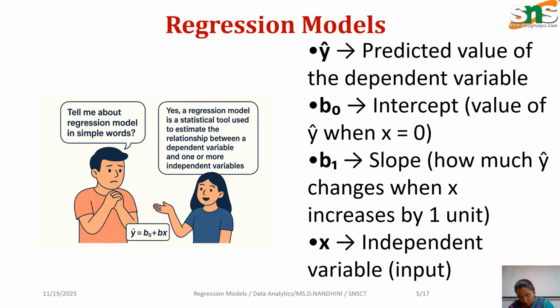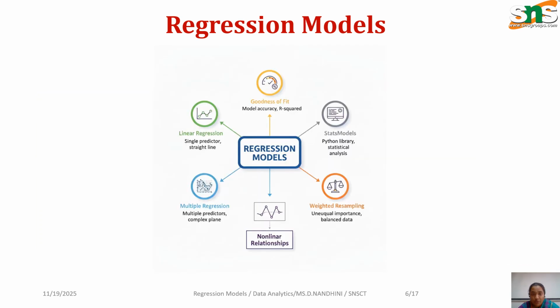In this regression model, in simple words, regression statistics gives a relationship between a dependent variable and one or more independent variables. To know that, we are going to use the formula y equals b naught plus b1 x. Here y indicates the dependent predicted value, b naught is the intercept, b1 is the slope value, and x is the independent input value.